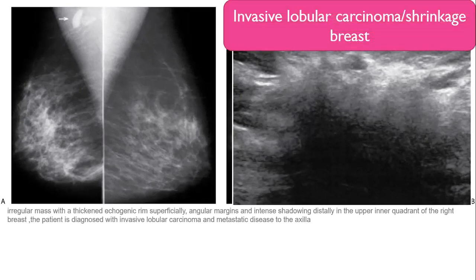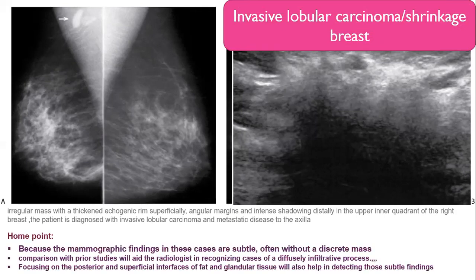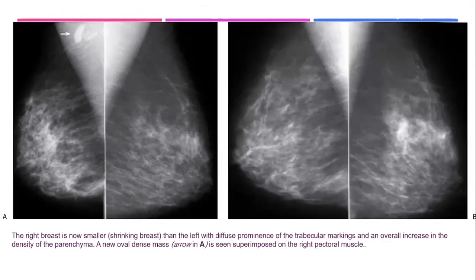So this is shrinkage breast due to lobular carcinoma. And the teaching point is, because the mammographic findings in these cases are subtle, often without a discrete mass, comparison with the previous study will aid the radiologist in recognizing cases of a diffusely infiltrating process. Here, you described the findings, but you did not compare it with the earlier one.